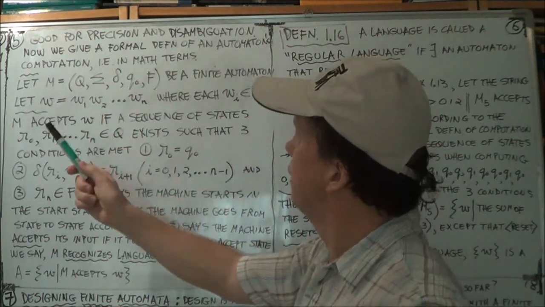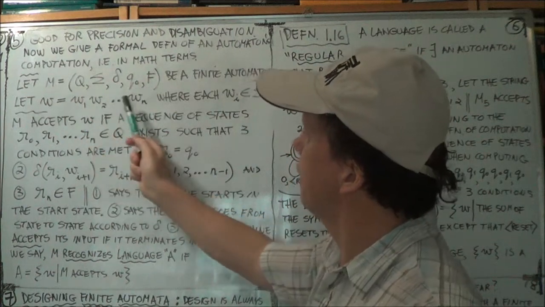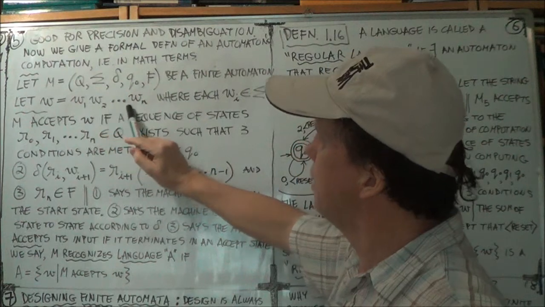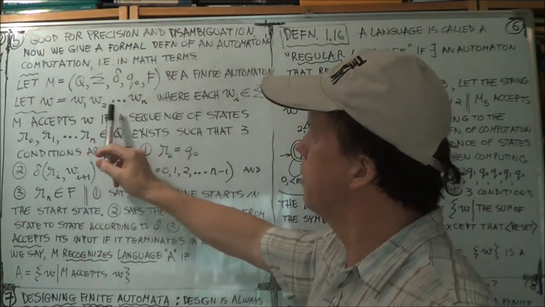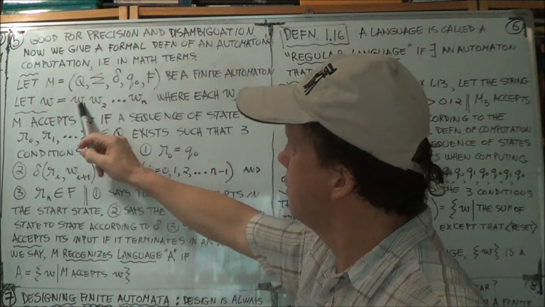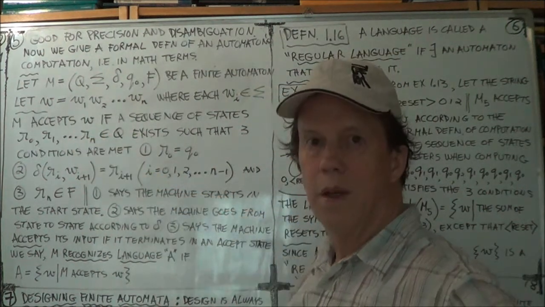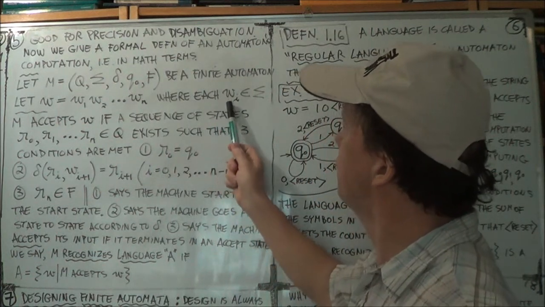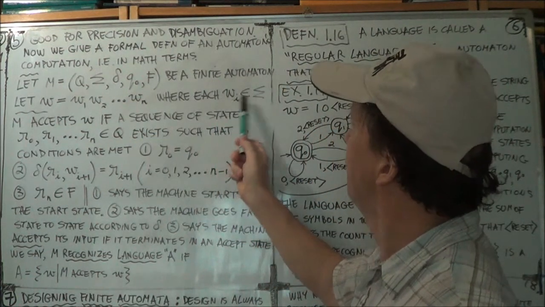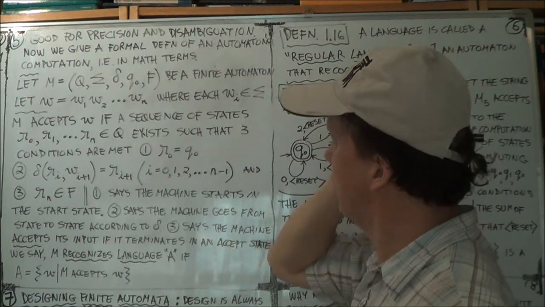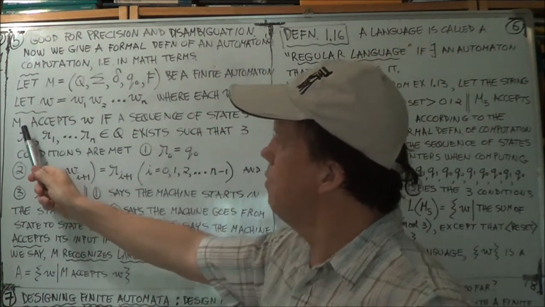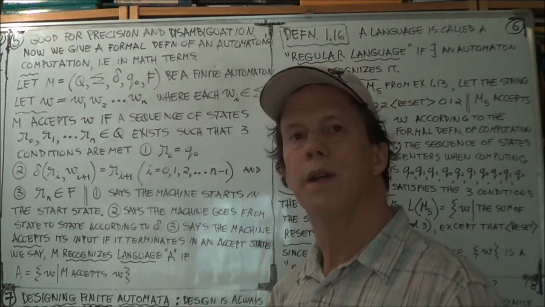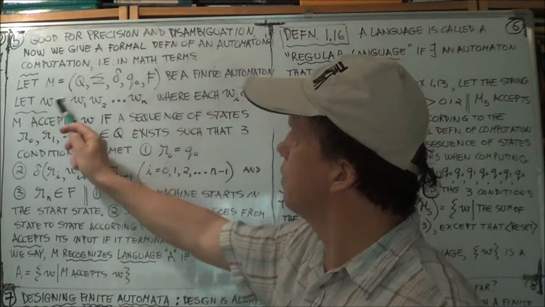Okay, so now let the input string be of length little n. Let's say the symbols in the string are w1, w2, ..., wn. These symbols belong to sigma, so each wi, the ith, belongs to your alphabet. Now, when will this automaton, this machine M, accept this string W?